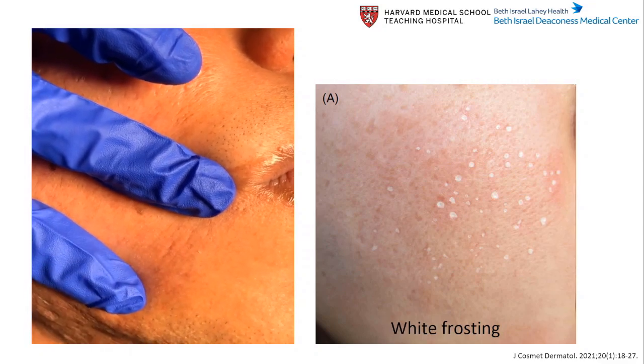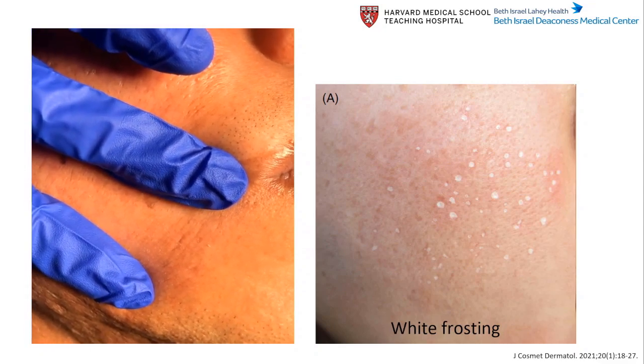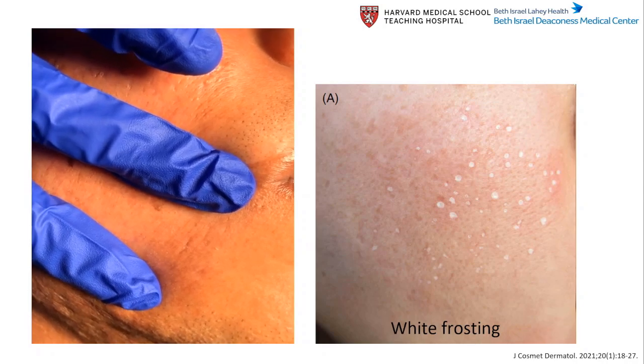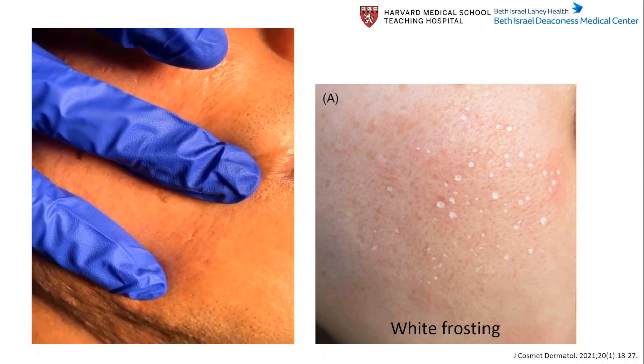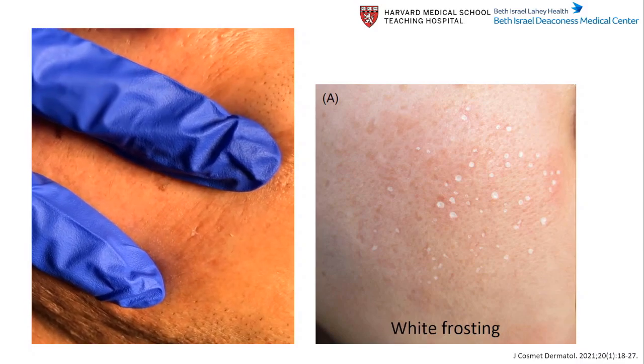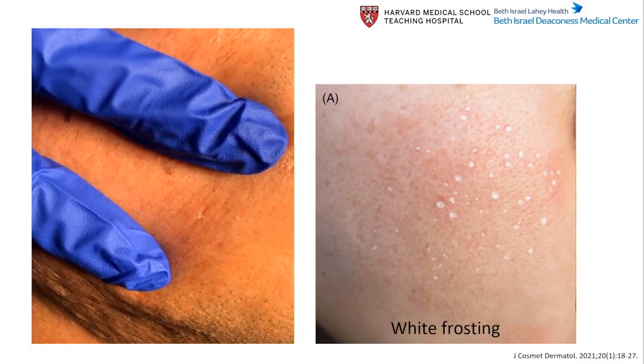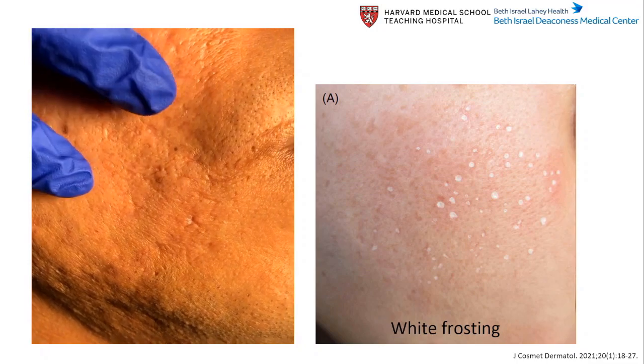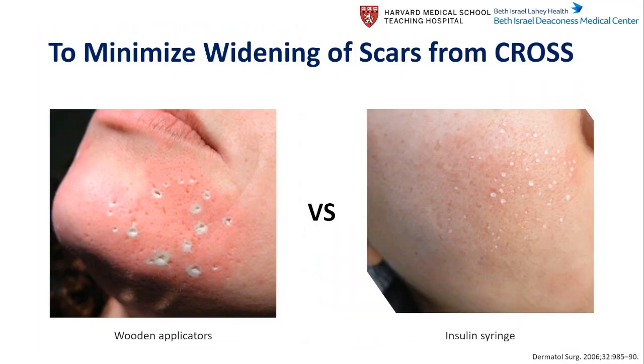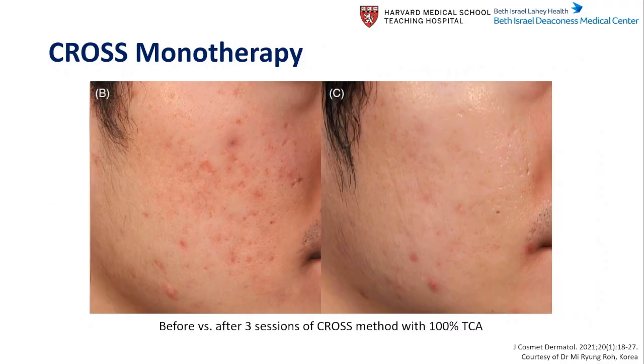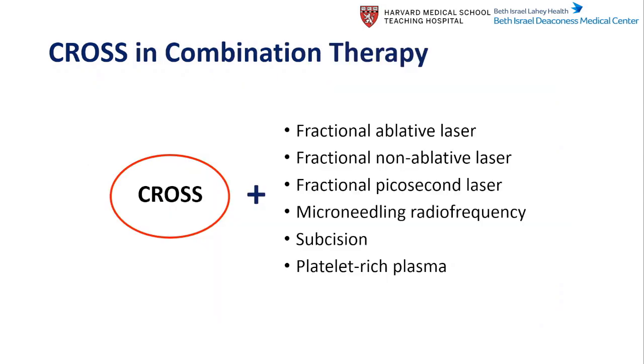Then I stretch my patient's skin like this, and make sure I gently touch the needle tip to the inferior border or lateral border of the ice pick. I wait until all the chemical reactions are done, so there is no overflow. You can see this white frosting usually within 10 to 20 seconds. Then I move on to the next one. This slide really highlights the difference in frosting size when we use a wooden applicator, a toothpick, versus an insulin syringe.